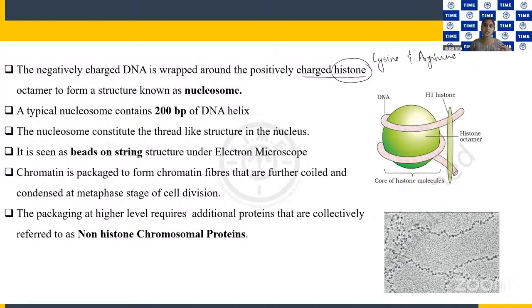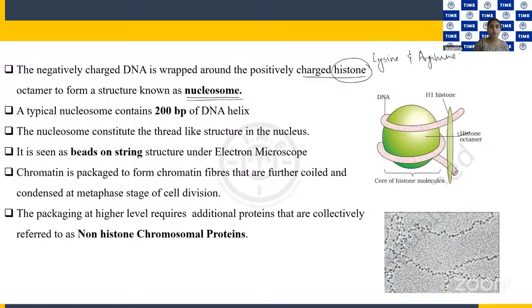When this negatively charged DNA is wrapped around this octamer, it forms a structure called nucleosome. So here you can see the structure of a nucleosome. This green part is the histone octamer, to which the DNA is wrapped around, and this is again one component of histone. We have different types of histones: H1 histone, H2A, H2B histone, H3, H4 histone. So here we have the H1 histone. This DNA which is wrapped around the histone octamer forms a structure known as nucleosome.